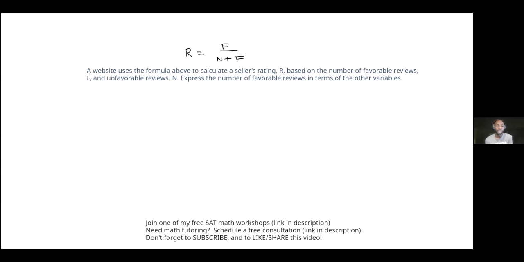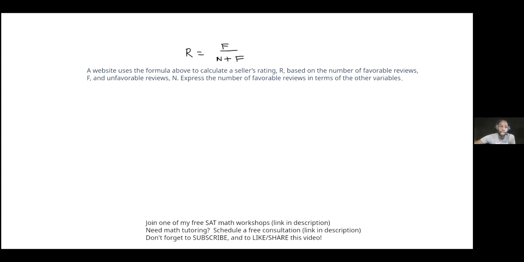All right, so we see this equation here, R equals F over N plus F. And the problem reads, a website uses the formula above to calculate a seller's rating, R, based on the number of favorable reviews, F, and unfavorable reviews, N. Express the number of favorable reviews in terms of the other variables. Forgot a period here. All right, so you have all this information here in the problem, but really at the end of the day, all this is just algebra where you have to solve in terms of whatever. So this is like algebra 1 type stuff here.